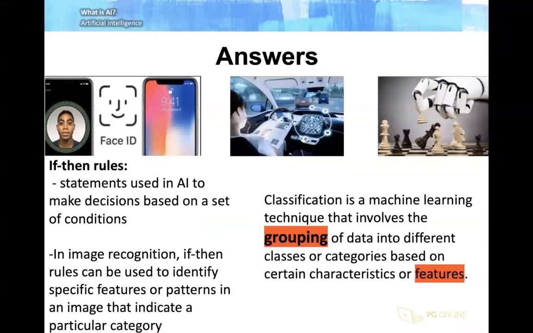So we've looked at Face ID, we've looked at self-driving cars, and we've looked at games. These are all examples of AI. We've looked at if-then rules, statements used in AI to make decisions based on a set of conditions. In image recognition, if-then rules can be used to identify specific features or patterns. It's all about patterns, it's all about learning and it's all about training data. If you can get these 3 or 4 keywords that we've gone through again and again, and you can understand this and you learn from it, you should be able to understand the general parts of AI.